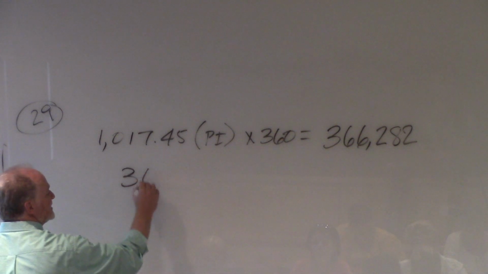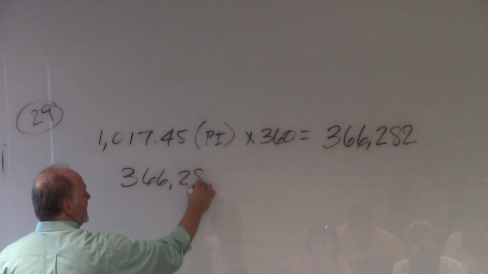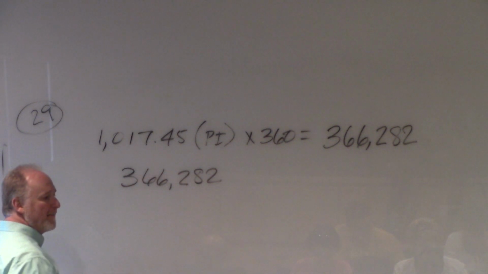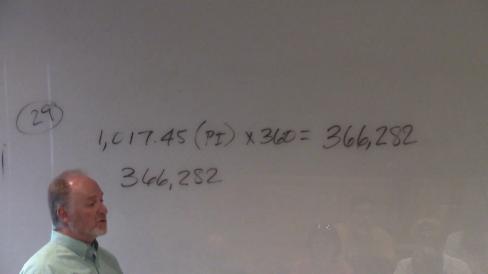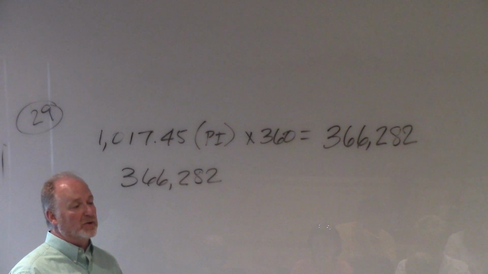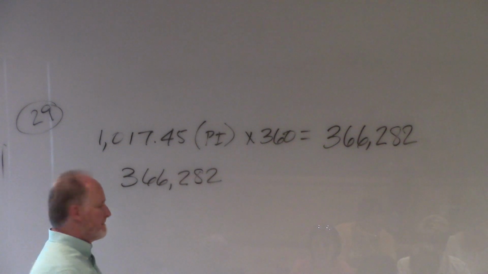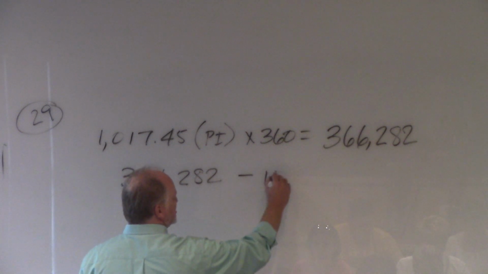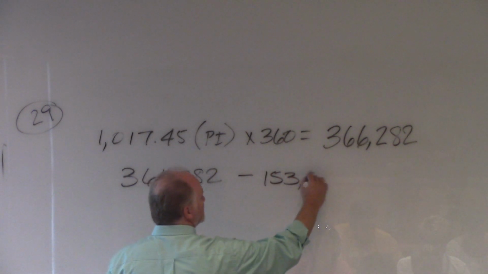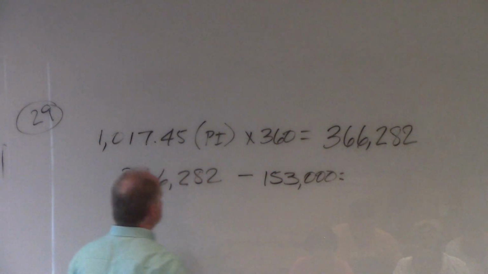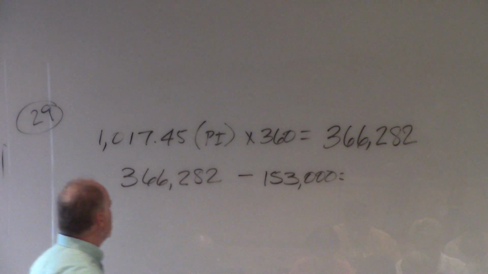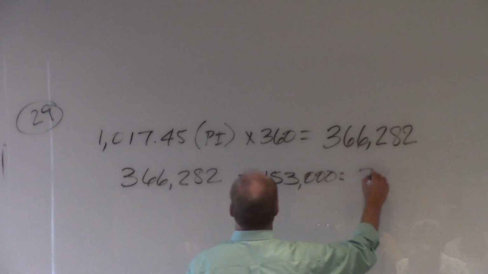Well, I paid $366,282 in total PI. And do you remember what your starting principal was? 153. It didn't change. Your original principal was 153. The difference between those is going to be 213,282.